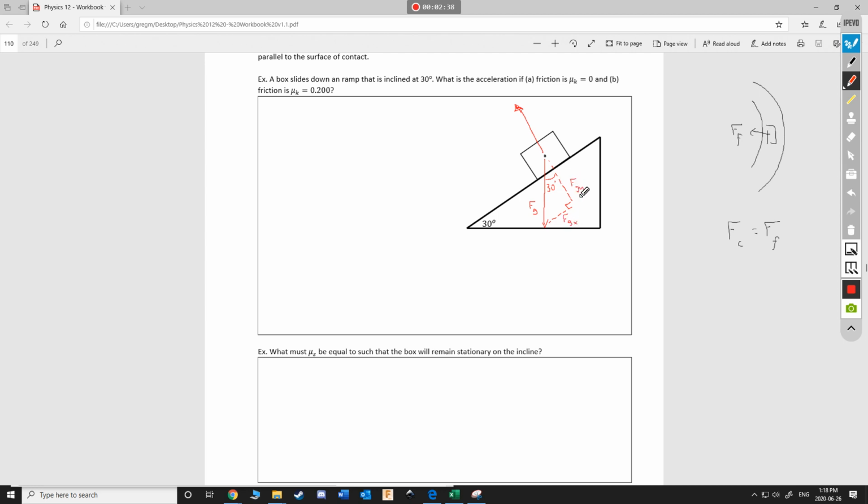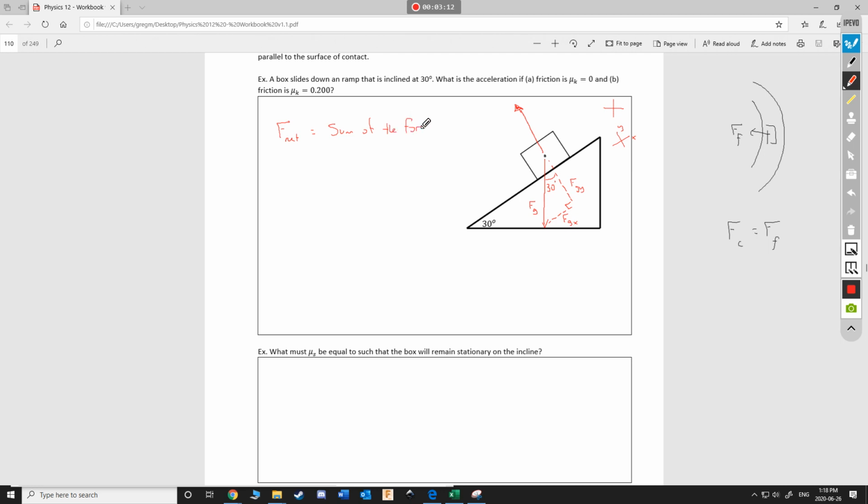So what you saw in grade 11 is instead of thinking of our regular coordinate axes as horizontal and vertical, we rotate our axes so that the x is parallel to the plane and the y is perpendicular to the plane. This basically simplifies our math. So this thing is going to be sliding down the ramp. We know our net force, F net, is equal to the sum of the forces.